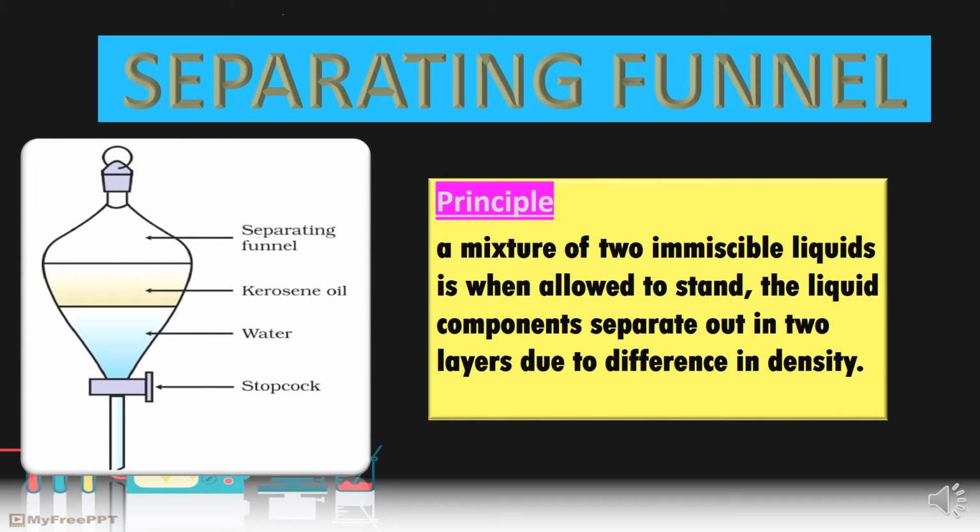And the principle of this method of separation is that when a mixture of two immiscible liquids is allowed to stand, the liquid components separate out on the basis of difference in their density. The liquid with higher density will form the bottom layer, and the liquid with lower density will form the upper layer. As you can see in the figure, kerosene oil, which is lighter or lower in density, will form the upper layer and water will form the lower layer.